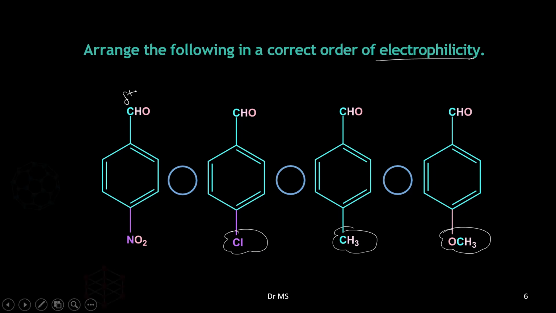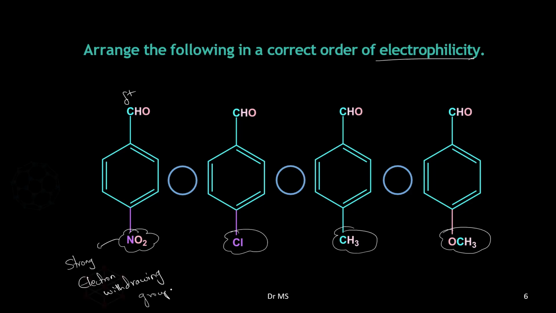And we know that NO2 is a good electron withdrawing group. So just remember, this is a strong electron withdrawing group. And compared to chlorine, NO2 is the stronger electron withdrawing group. So this will be the order. Chlorine will be the next electron withdrawing group. And we know the methyl group will donate electrons, and if it is OCH3, it will donate further. So this will be the least. Understood?